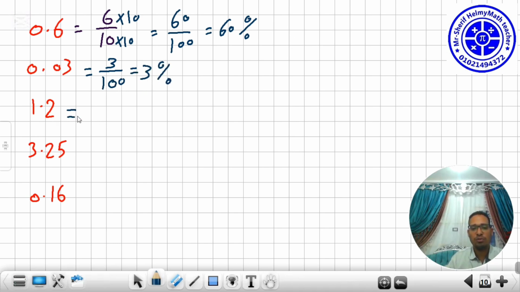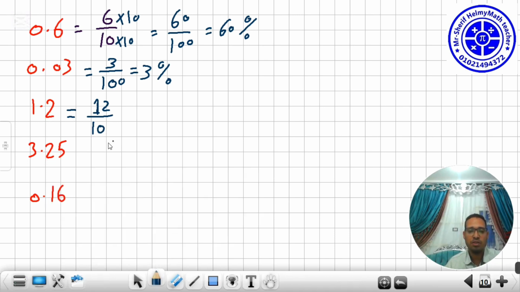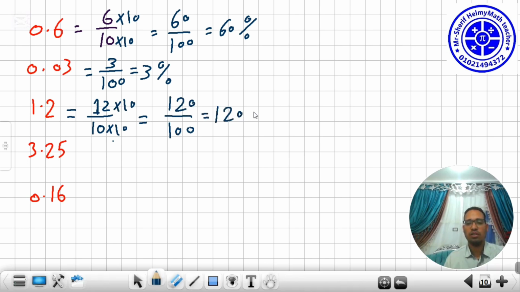What about 1.2? It will be 12 over something. 12 over what? The decimal point is after how many digits? Count with me. 1 and the decimal point. So the denominator will be 10. After that, make this a percentage. Times 10, times 10. Why times 10? To make the denominator 100. 10 times 10 equals 100. 12 times 10 equals 120. So the answer will be 120%.